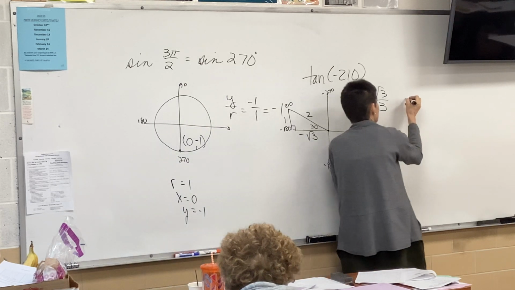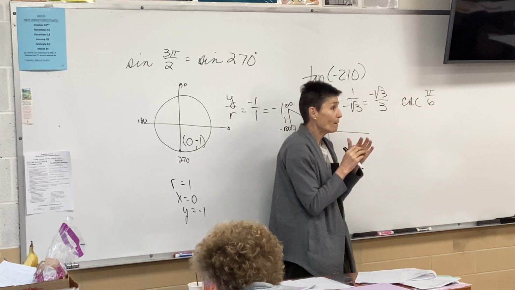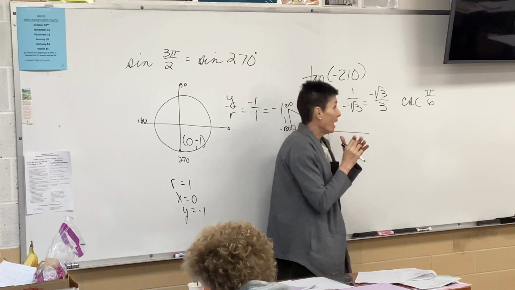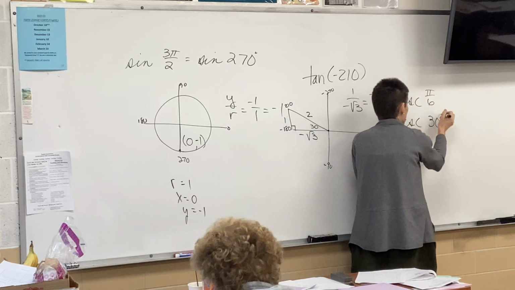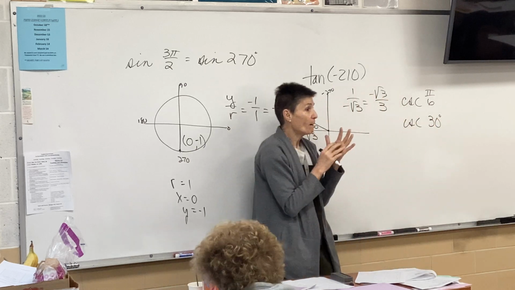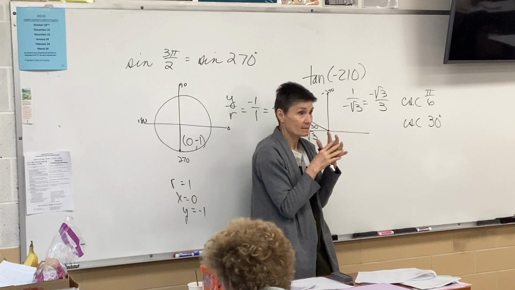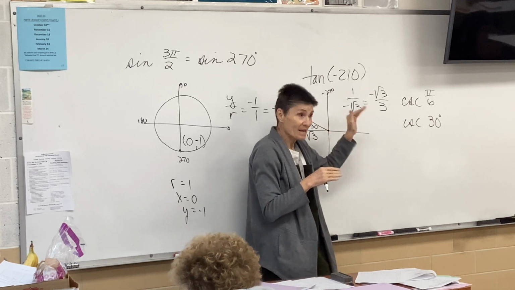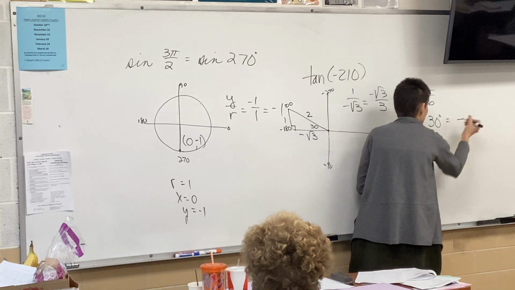Cosecant of pi over 6. Now again, your job is to find the cosecant. I know that pi over 6 is 30. How do I know that? Because pi is 180, and 180 divided by 6 is 30. But that is not the answer. The answer is the fraction you're going to get.